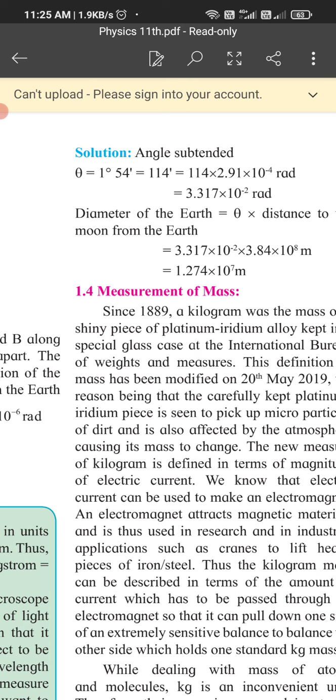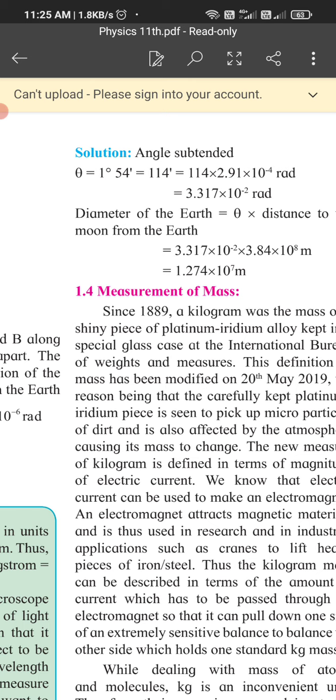Diameter of the Earth is equal to theta into the distance of the Moon from the Earth. 3.317 into 10 raised to minus 2 into 3.84 into 10 raised to 8 meter. So after solving, we get 1.274 into 10 raised to 7 meter.